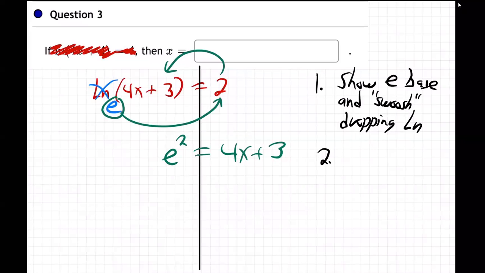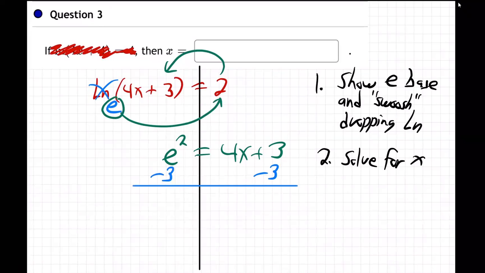Now, step two is solve for x. So now that x is outside of the log, there's no more log, just get x alone. Okay. How do I do that? Well, subtract 3 from both sides. Like so, boom, boom. And this becomes e squared. And I'm just going to leave e squared as e squared. We'll get the number on our calculator in a minute. Like that. Last step to get x alone, divide by 4. Boom. Like that.